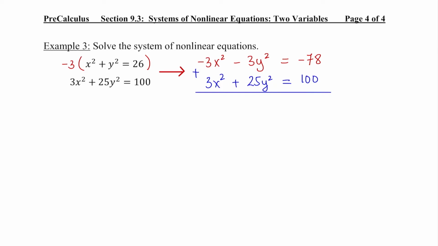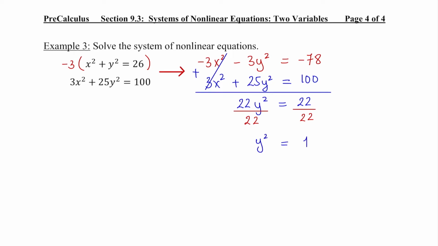Negative 3x squared plus 3x squared is 0. Negative 3y squared plus 25y squared is 22y squared. Negative 78 plus 100 is 22. To solve for y squared, I divide both sides by 22. y squared equals 1.